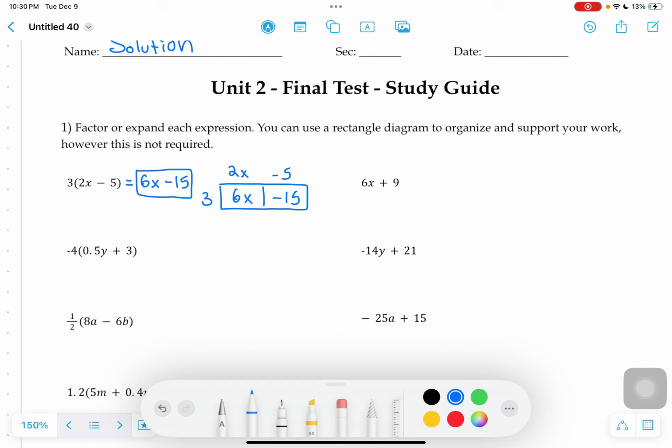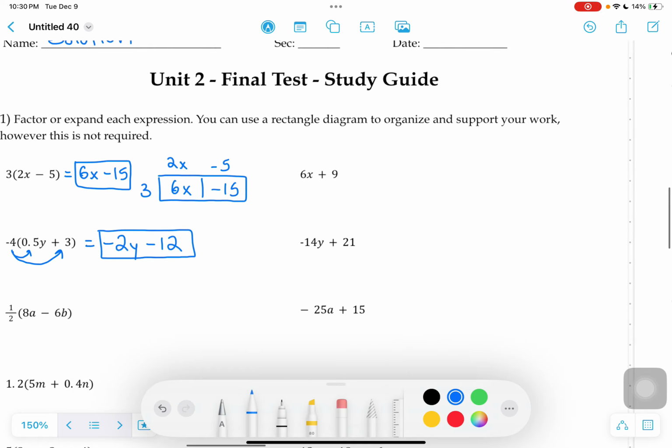You are not required to use a rectangle diagram, though you should show your work. Here is another way to show your work. You can draw an arrow showing the multiplication of each piece. Negative 4 times 0.5y is the same as half of negative 4. So that's negative 2y. Negative 4 times positive 3 is negative 12. So it's negative 12. This is my answer.